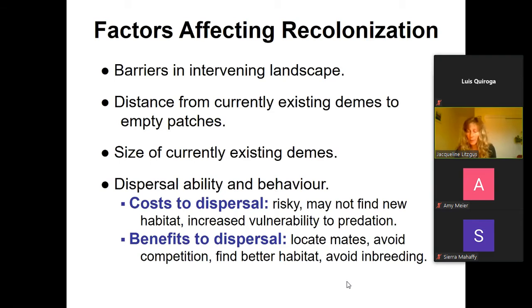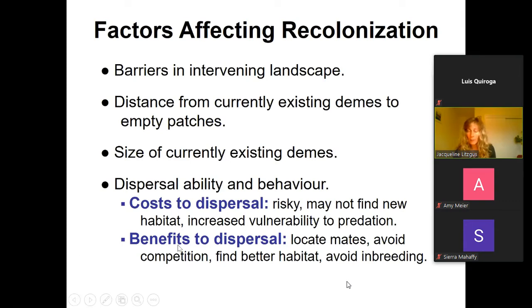Because it's new territory that you've never been to. So you might not find that new habitat. And then, of course, you're vulnerable to predation en route to that new habitat because you don't know where you are. You don't know where the shelters are. You don't know what risks are out there, right? So it's risky to disperse.